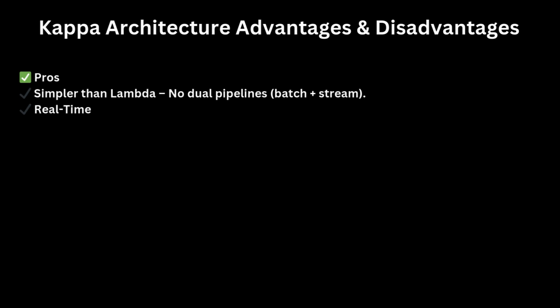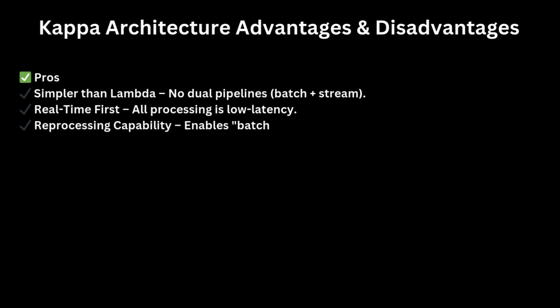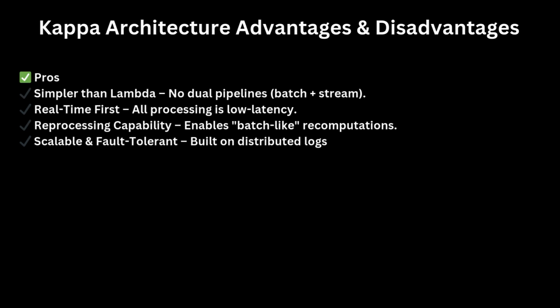Now let's see Kappa architecture advantages and disadvantages. Pros. Simpler than Lambda, no dual pipelines, batch plus stream. Real-time first, all processing is low latency. Reprocessing capability, enables batch-like recomputations. Scalable and fault-tolerant, built on distributed logs, Kafka.